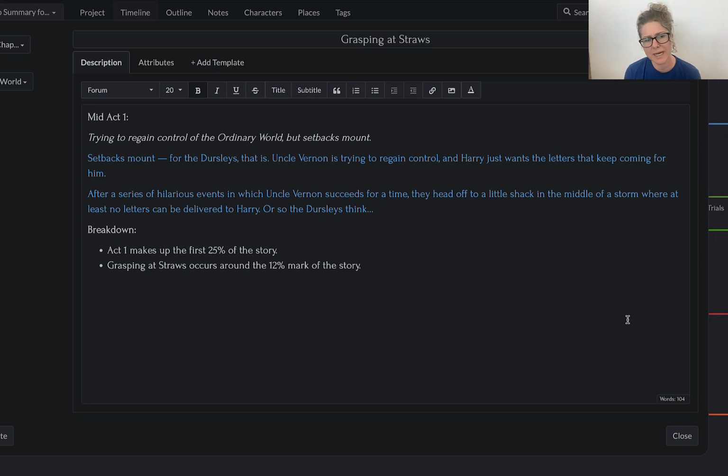So in this one, we're trying to regain control of the ordinary world, but setbacks mount. For the Dursleys, that is. Uncle Vernon is trying to regain control, and Harry just wants the letters that keep coming for him. After a series of hilarious events in which Uncle Vernon succeeds for a time, they head off to a little shack in the middle of a storm where at least no letters can be delivered to Harry, or so the Dursleys think.